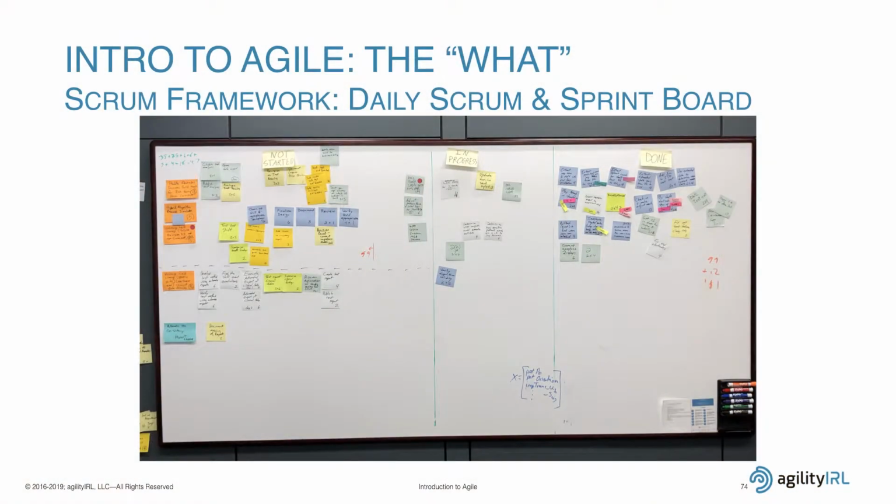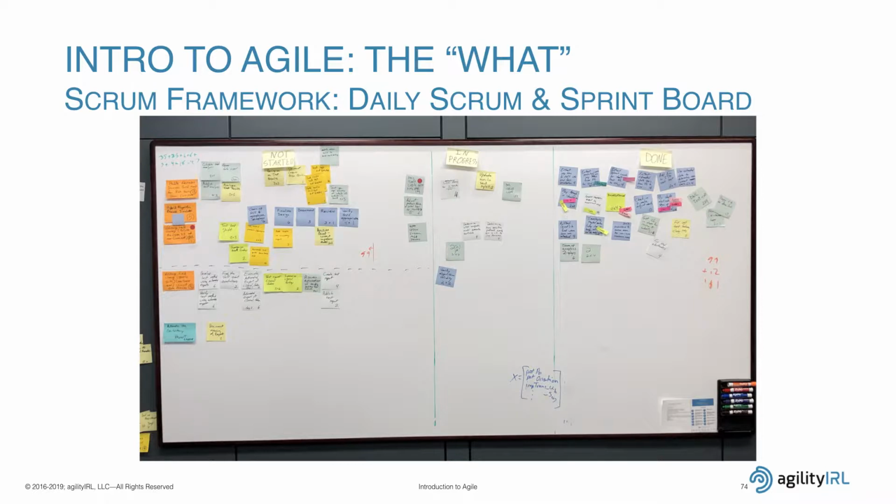So we've got, you may not be able to read it, but this section right here are the things that haven't been started yet. This next section is what's in progress. And this section is the stuff that's done. Now each of the orange post-it notes is their sprint backlog. These are the things that the development team promised the product owner they would get done during this sprint.